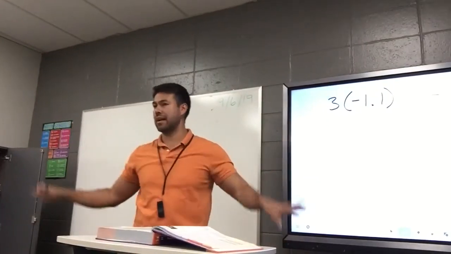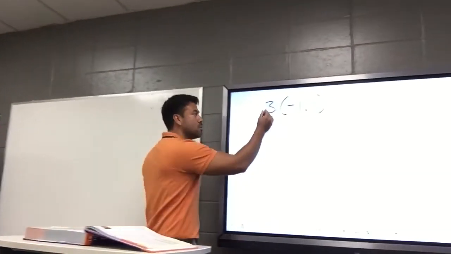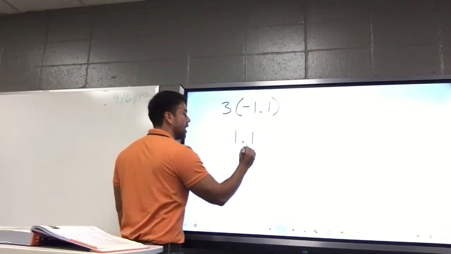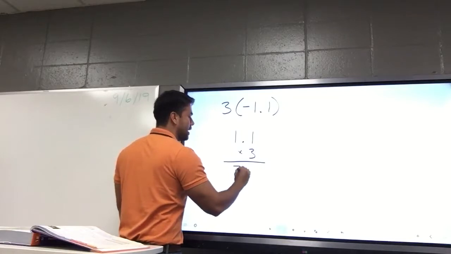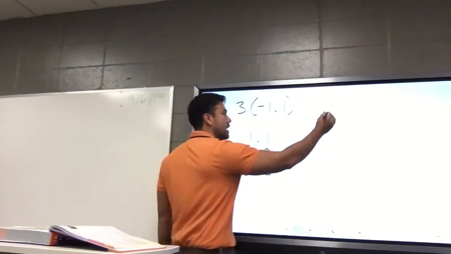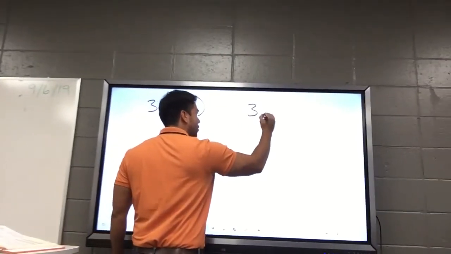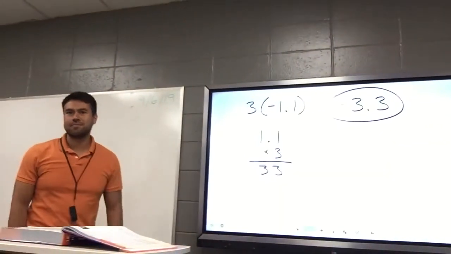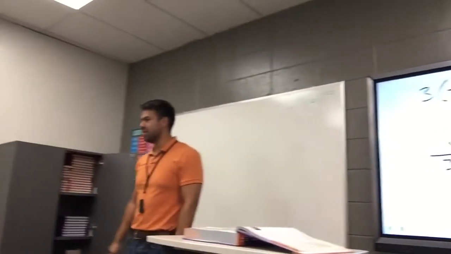Now I don't have to look at that negative positive sign anymore. I'm done with the signs. All I have to do now is multiply 3 and 1.1. So I'm going to put 1.1 on top and just multiply it, I get 33 with a decimal point. So what's my final answer? Negative 3.3. That's all it is. Just got to remember the correct sign.